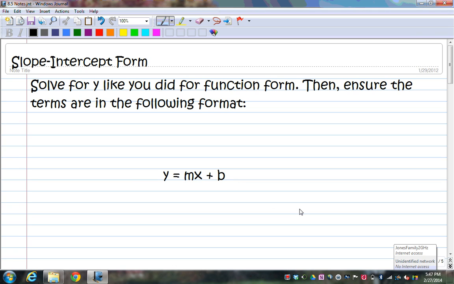Okay, this video is going to teach you about slope-intercept form. A slope-intercept form is just like function form. You need to solve for y, just like you did for function form, and then ensure that the terms are in the following format, and that is y is equal to mx plus b, where y and x are both variables. M is your slope of the line, and b is your y-intercept.